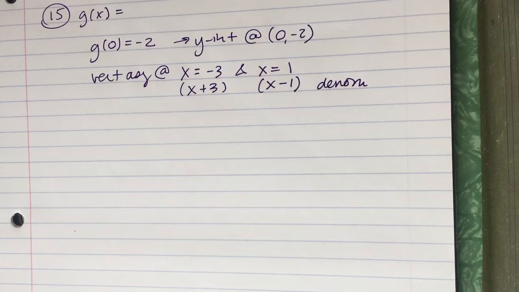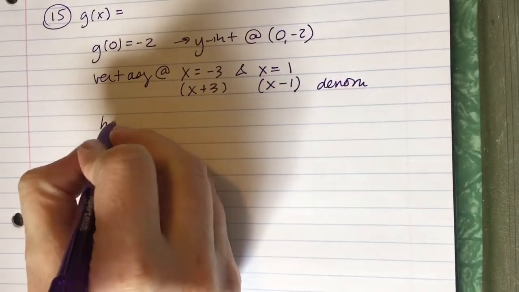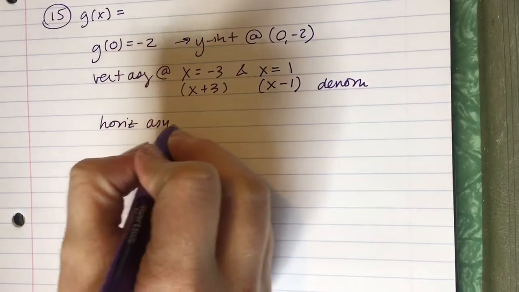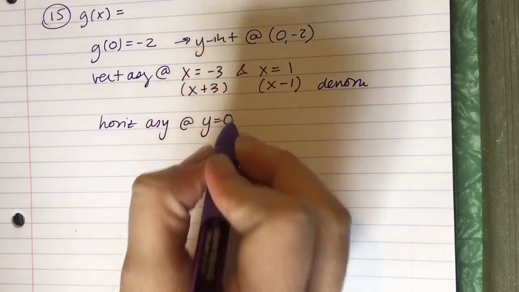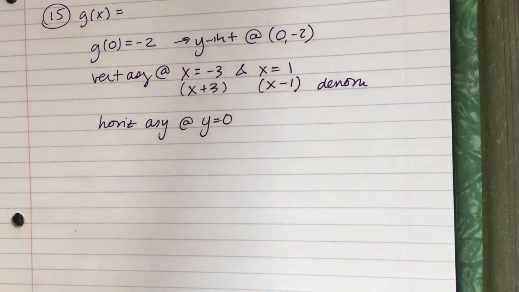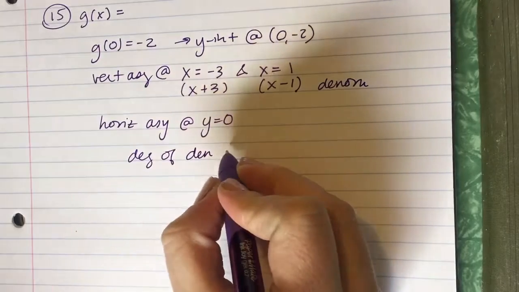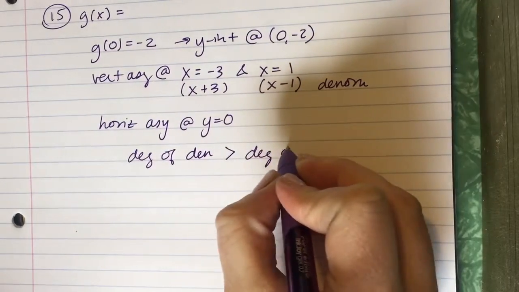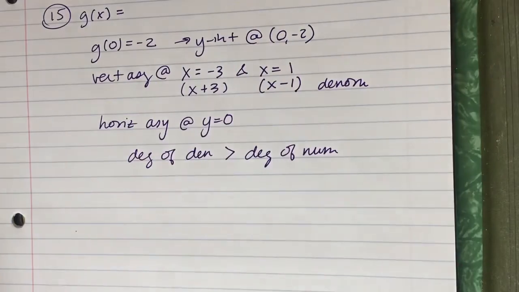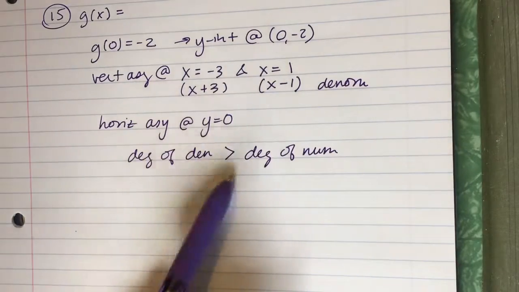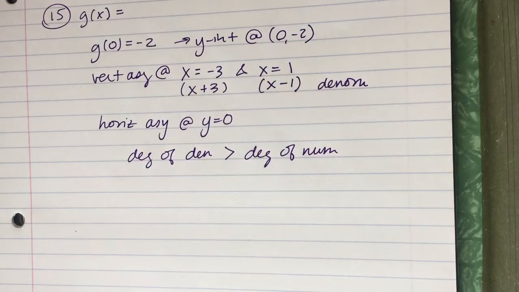We have a horizontal asymptote at y equals 0. Now that happens whenever we have the degree of the denominator greater than the degree of the numerator. So we have to make sure that that happens in our end result when we put everything together.